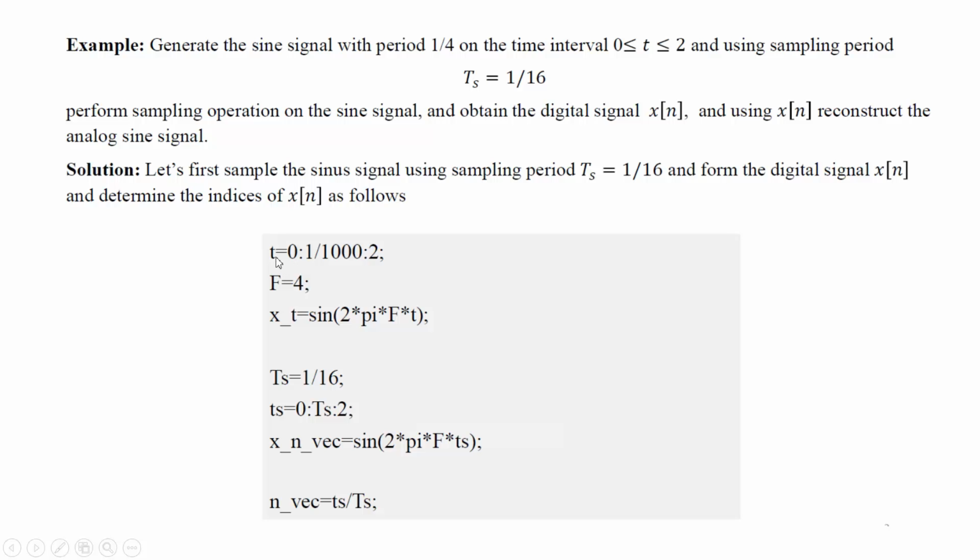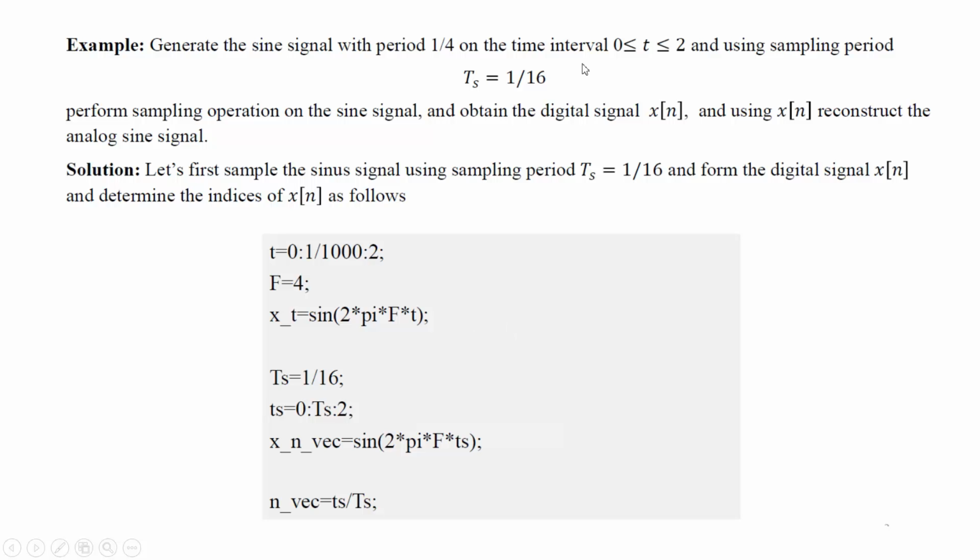Now this t is a time vector. The range is from 0 to 2, with these time steps to create this vector. Since the period is 1 by 4, the frequency of the signal will be 4, so we make f equal to 4. This is how the continuous time signal will be represented: sine 2 pi f t. This is my continuous time signal.